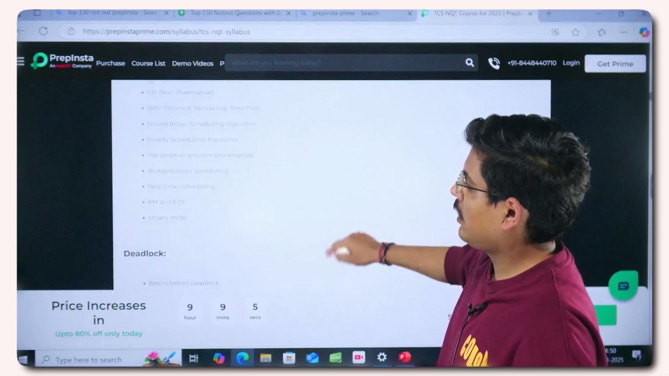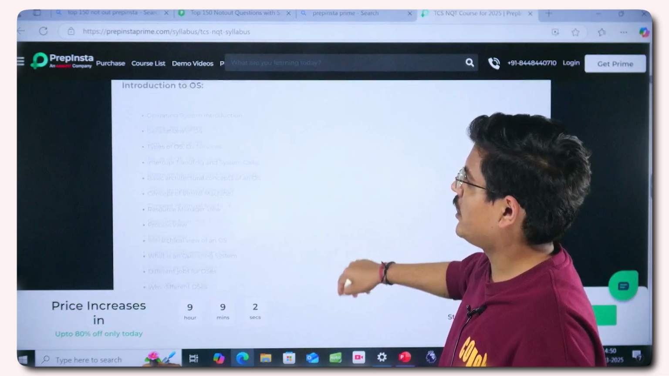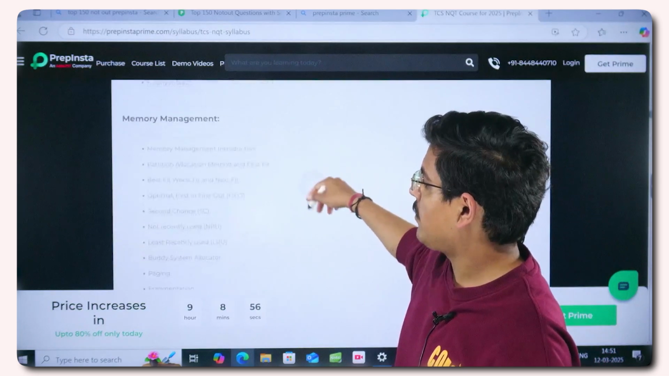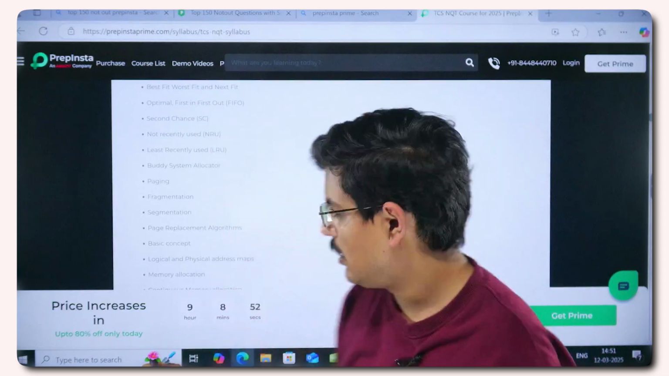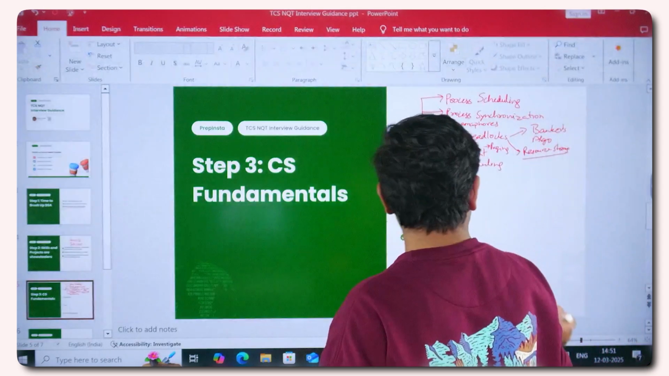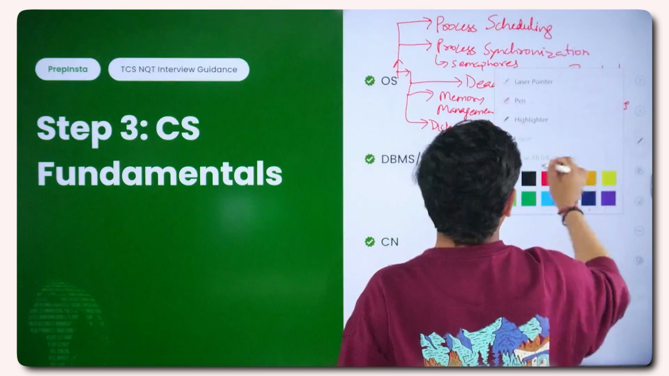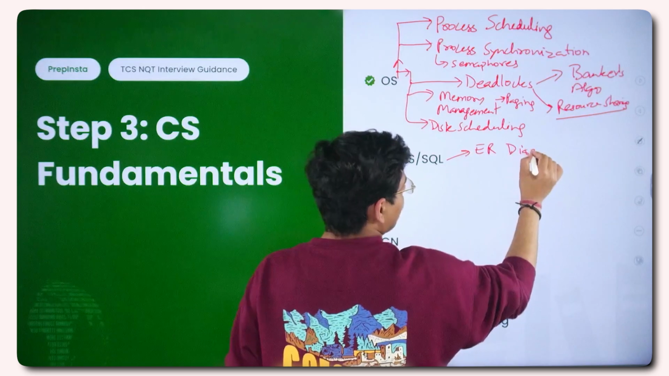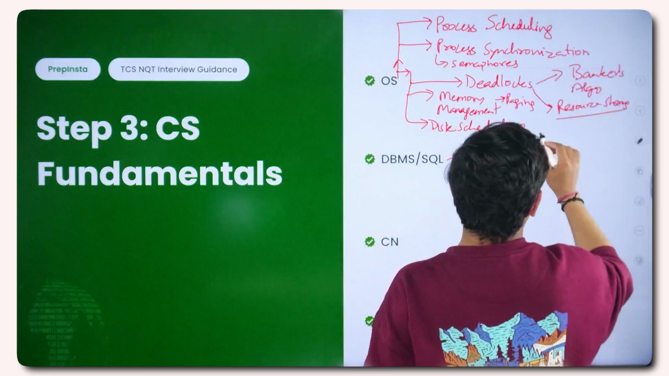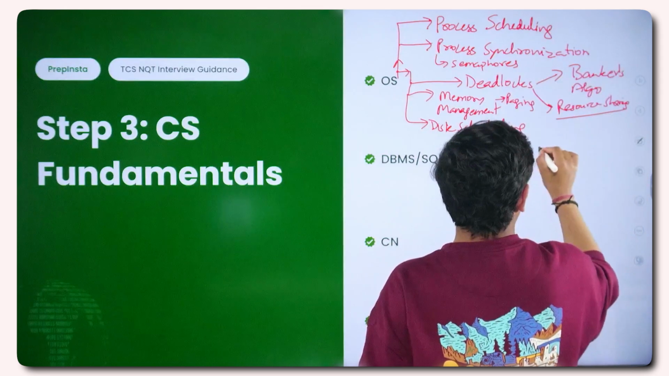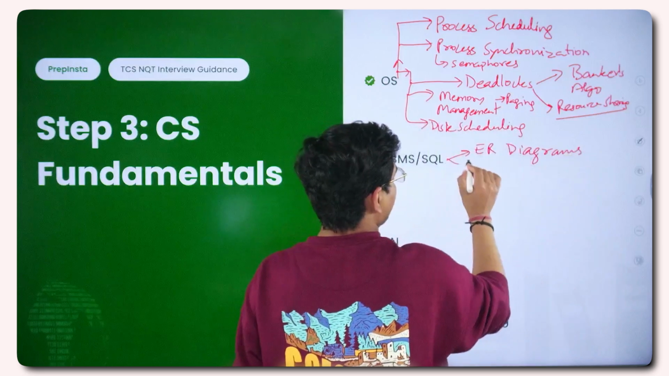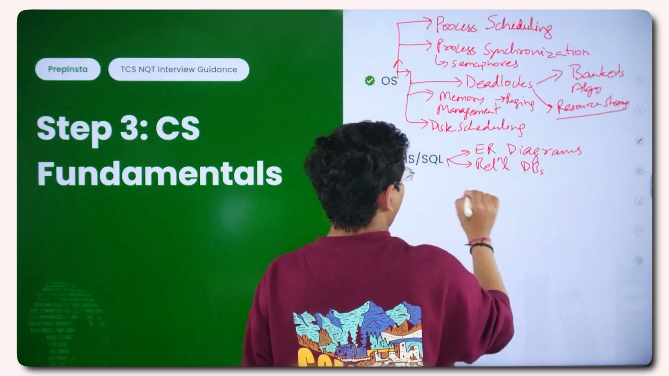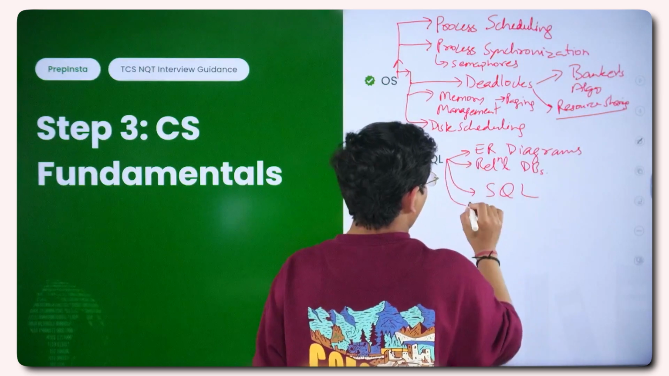See, deadlock, processes, process scheduling, types of OS, concept of virtual machine, fine. Then you'll have memory management, everything is given. So you can study OS from here, fine. Now, once you've studied OS, then DBMS and SQL, here ER diagrams, fine. This diagram isn't looking good, so I'll write it again. So ER diagrams, fine. And then relational DBs, databases, fine. And then SQL and normal forms.